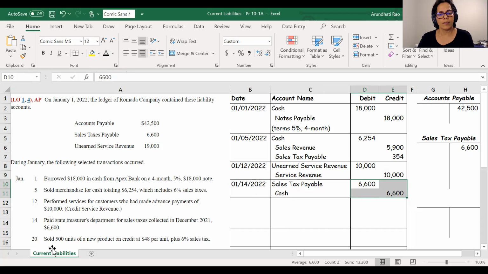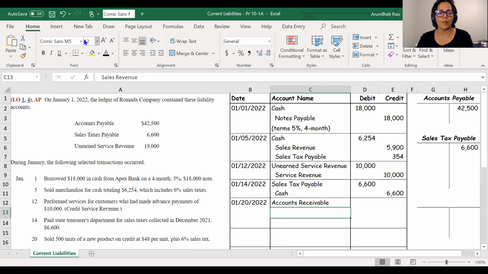On the 20th, I sold 500 units of a new product on credit at $48 apiece, and 6% sales tax is charged because it's on credit. I've not collected the money as yet. So the journal entry is on January 22nd: I'm going to debit accounts receivable, not cash, because it's on credit. I'm going to have sales revenue credited and sales tax payable credited, like in this second journal entry.